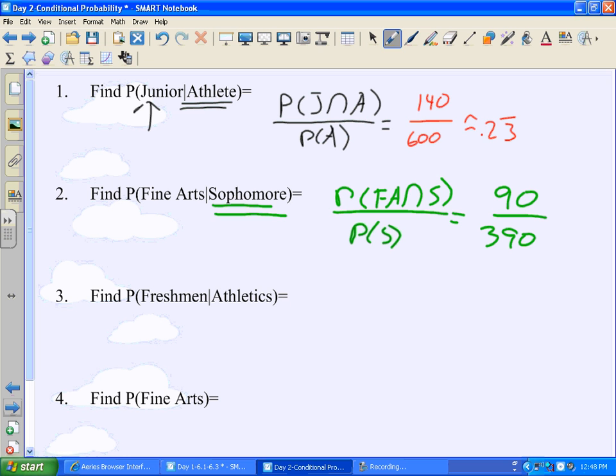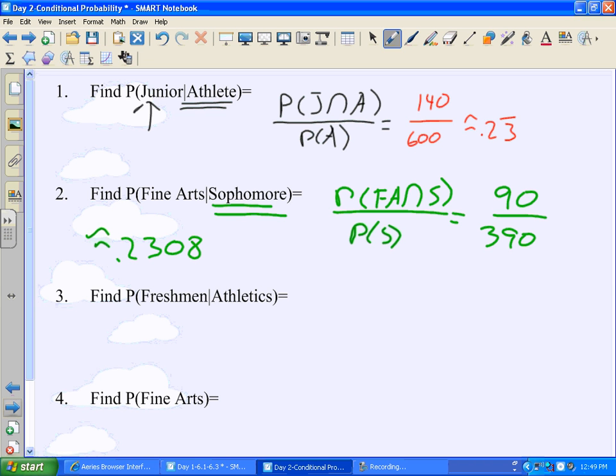Reduce that, 9 divided by 39, another decimal. I don't know what it is. 2.3? 0.2308. There we go. I like that a lot better. What'd you say? There it is. 0.2308.